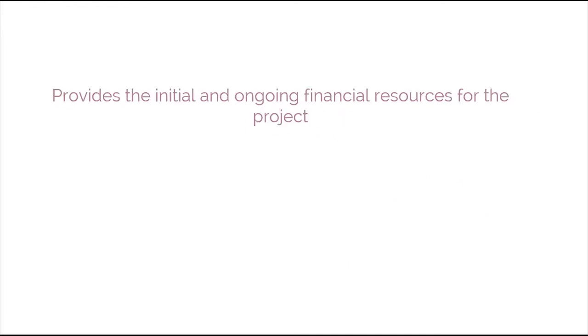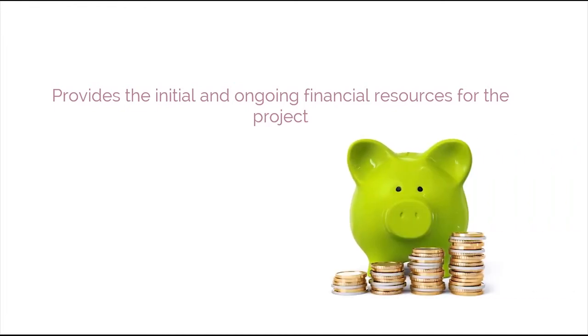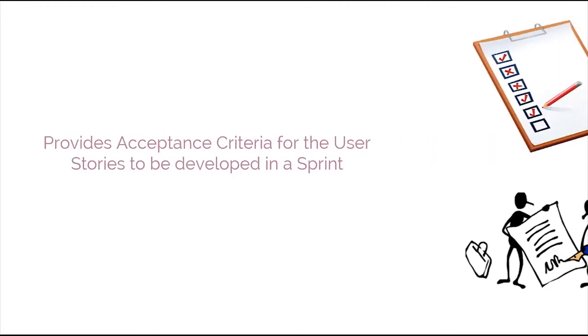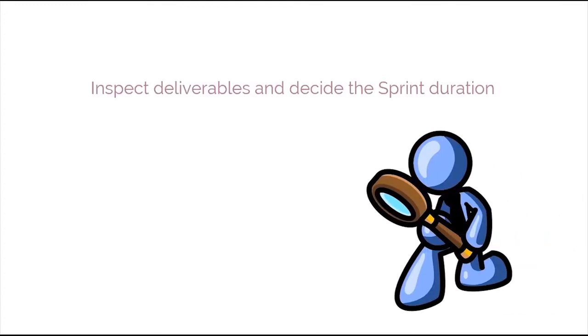He or she provides the initial and ongoing financial resources for the project. He or she determines the product vision. The product owner goes with the onus of assessing the viability and ensuring the delivery of the product or service. It falls under his or her liability to decide minimum marketable release content. He also provides acceptance criteria for the user stories to be developed in a sprint. It's his obligation to inspect deliverables and decide the sprint duration.